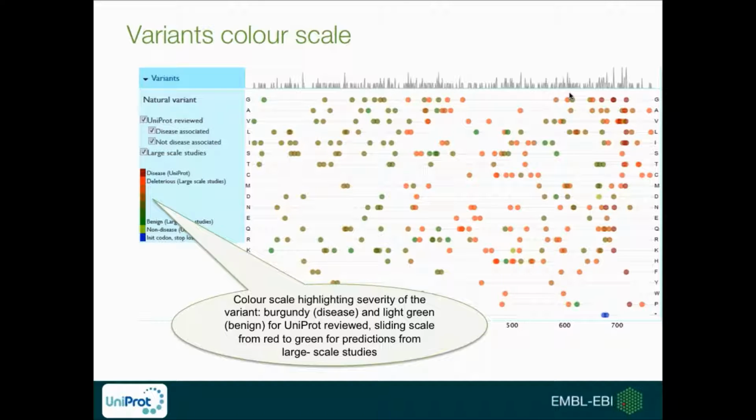We have a special color for the init codon, the stop loss, and the stop gain, which are located in the very last row of the variants with the star that we already talked about, and the color used for them is blue.